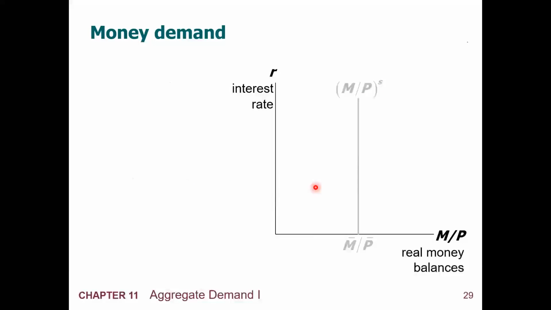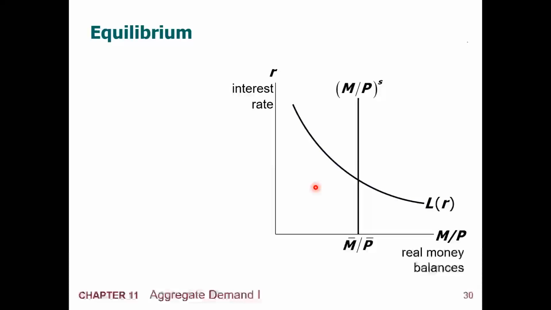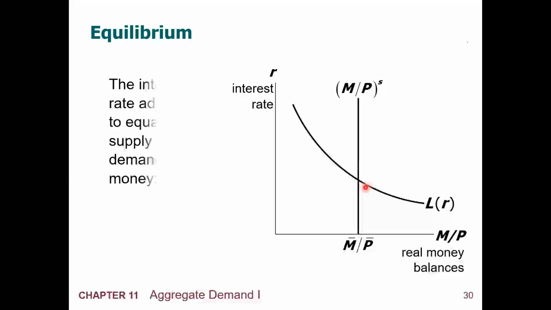Now money demand, if it's a demand, it has to be somewhat downward sloping. So money demand is a function of the interest rate, because if you're demanding money, the higher the interest rate, the lower the demand. Alright. So the interest rate adjusts to equate the supply and the demand for money.